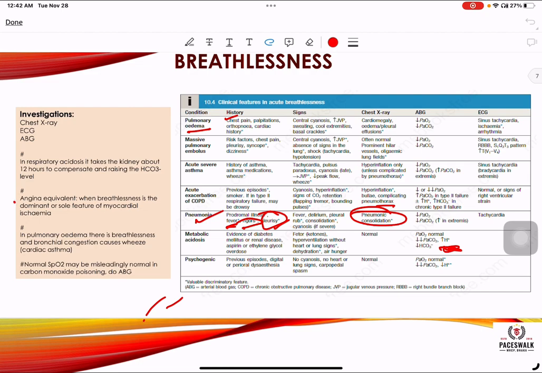There is another cause, angina equivalent. Sometimes in myocardial infarction, breathlessness is the feature, not the chest pain. If breathlessness is the dominant feature of myocardial infarction, then it is called angina equivalent. When a patient has wheeze due to heart causes, that is called cardiac asthma. It is not bronchial asthma. Heart failure leads to wheezing, called cardiac asthma, not bronchial asthma.